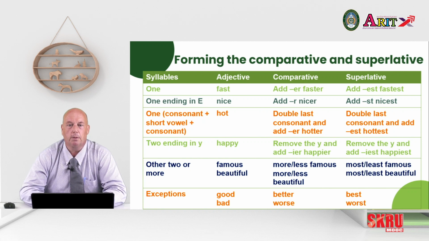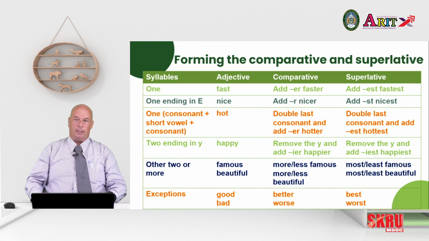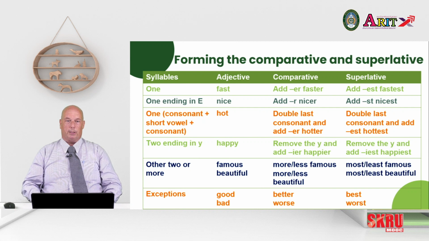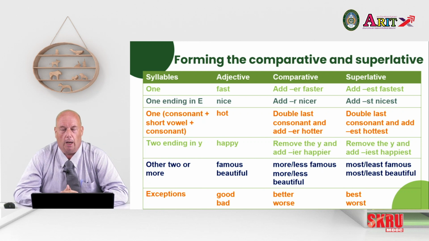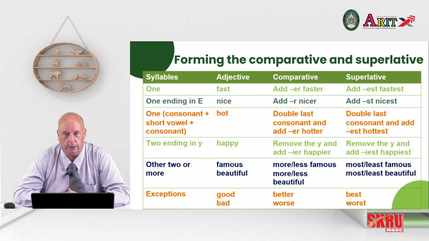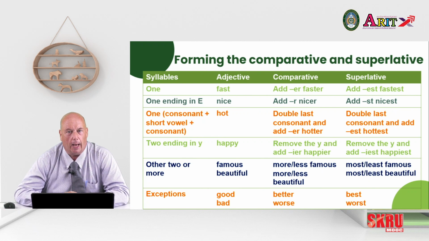As with all things in English, there are a few exceptions. The ones worth mentioning today, you've already seen. Good. It's a one-syllable adjective. Instead of gooder and goodest, we use better, best. Bad: instead of badder, baddest, we use worse and worst. Okay, so those are a couple worth watching out for.